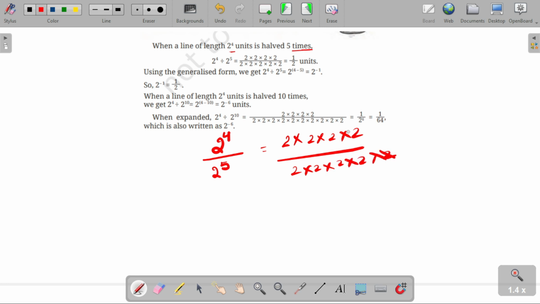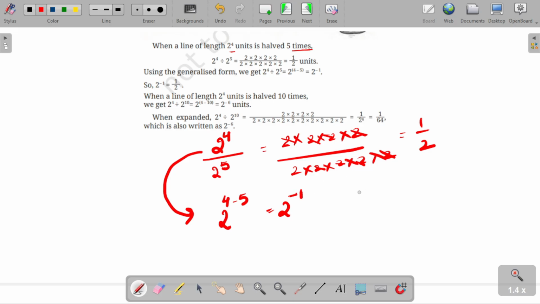So 1 2 will be cancelled, another 2 will be cancelled, another 2 will be cancelled, and another 2 will be cancelled. So what is left? 1 by 2 is left, right? So if we apply the rule here, it will lead us to 4 minus 5, right? Which is 2 raised to minus 1.